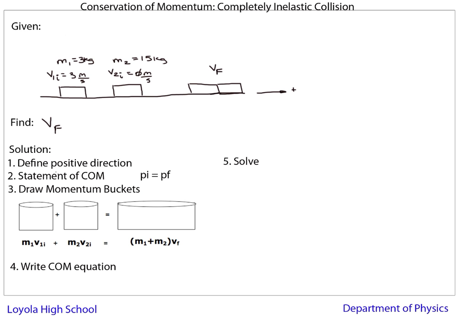The next step, we make a statement of the conservation of momentum. We say Pi equals Pf: momentum initial equals momentum final. It's more than just writing it down, it's defining what the initial and final points are. For this problem, initially it's when one object is moving and one object's not, so before the collision, and then after the collision when they move off with some common velocity. That's the final.